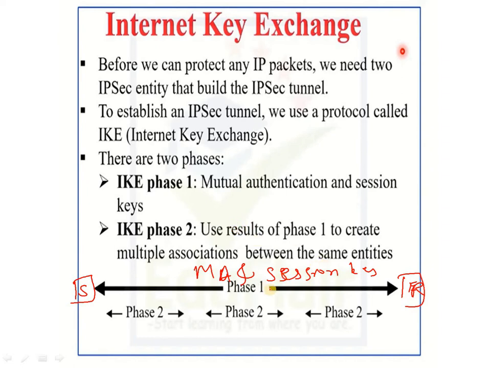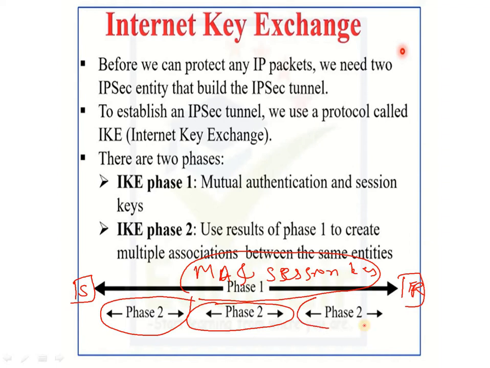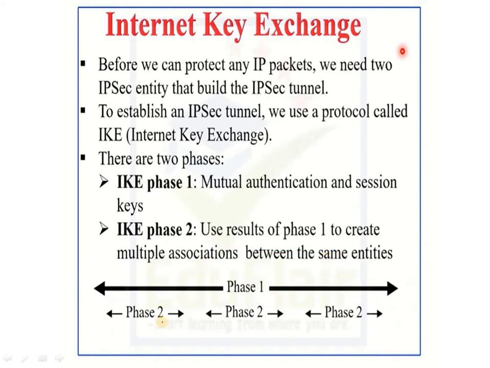In phase 2, it uses the results of phase 1 and creates multiple associations between the same sender and receiver, the same entities, as you can see here. So multiple security associations are generated in phase 2.